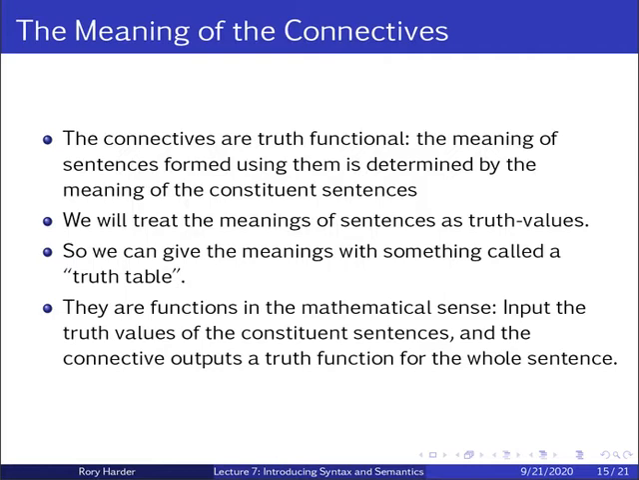So the thing to understand is that the connectives are truth functional. What that means is that the meaning of sentences formed using them is determined by the meanings of the constituent sentences. And we will treat the meanings of sentences as truth values. We will come back to this in much more detail in a couple of weeks, but what this means is that we can treat the meanings of connectives with things that are called truth tables. So we can give the meaning of a connective like conjunction or disjunction with a truth table. And what the truth table shows is how the meaning of a complex sentence built up using the conjunction, say, or disjunction, is a function from the truth values of the sentences which it's built out of.